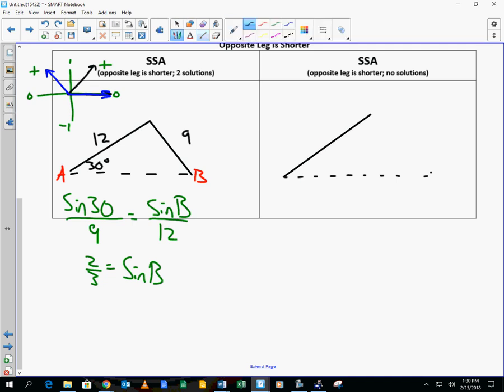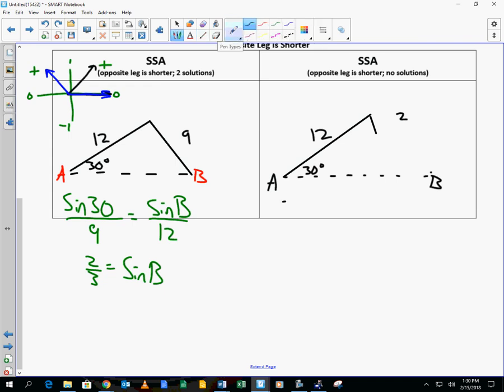Same situation, 30 degrees, 12. But this side is going to have a length of 2. What's the issue here? Oh, it just pulls right back. It's too short, isn't it? It's too short. What do I do? Well, watch.